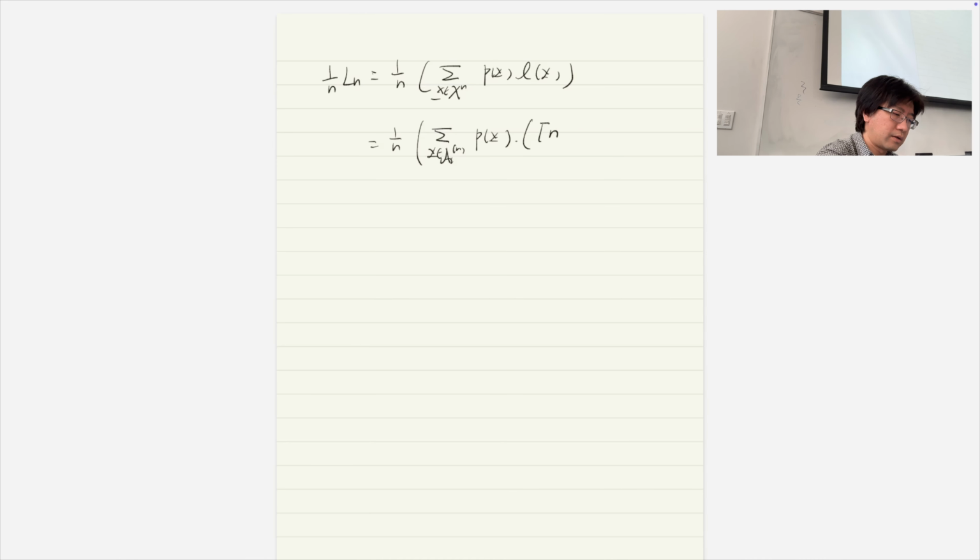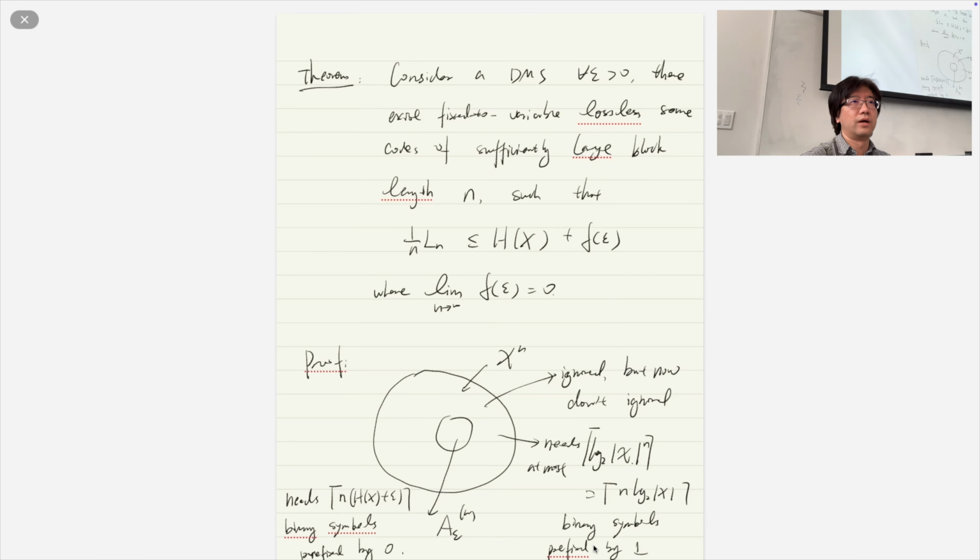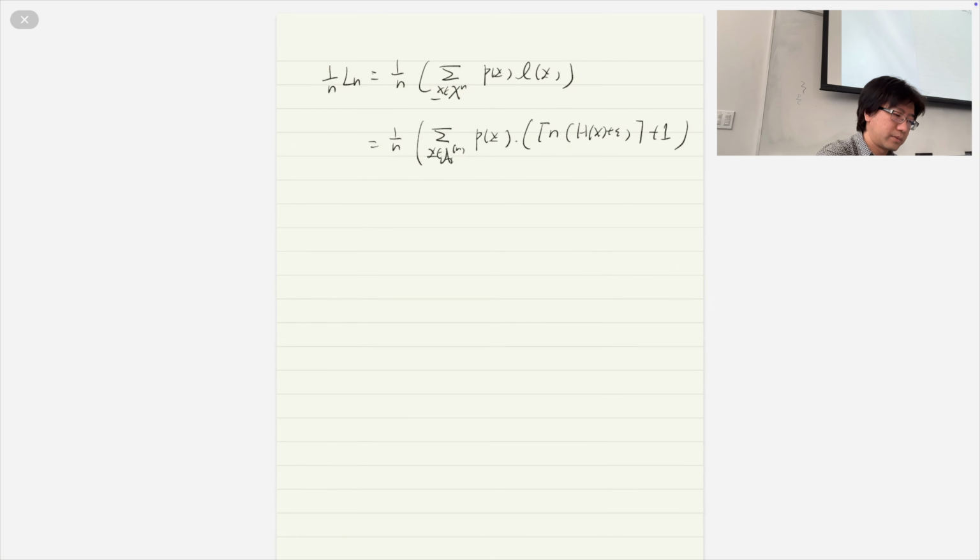That's the ceiling of n times (H plus epsilon), and we need plus 1 here, because we have a prefix, either 0 or 1. We need one more bit there, one more binary symbol. And this is one thing. The other thing is when x is not in the typical set. In this case, we have the ceiling of n log cardinality of X, and then plus 1 for the prefix.